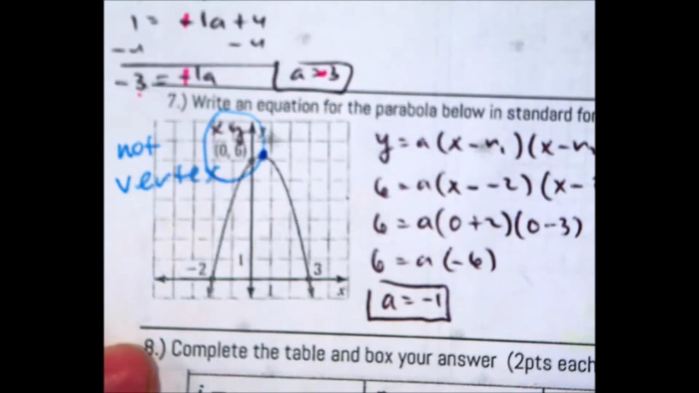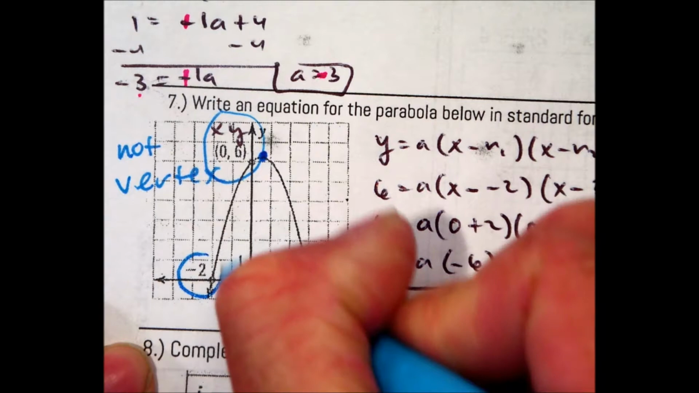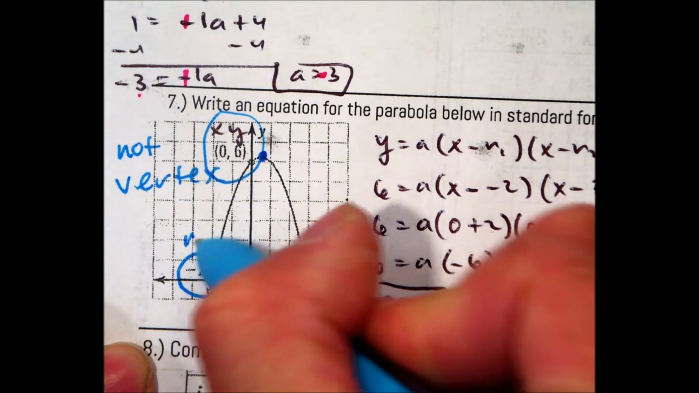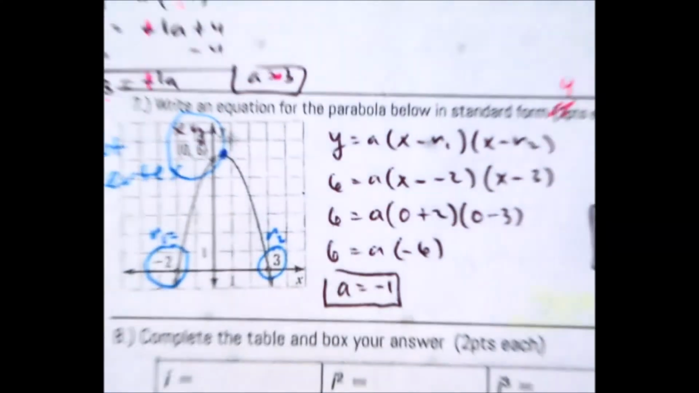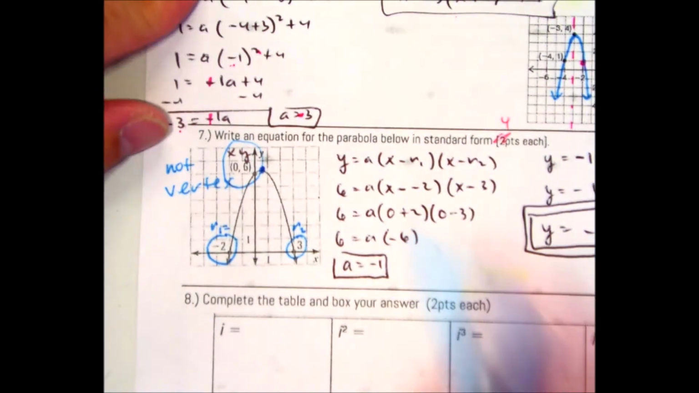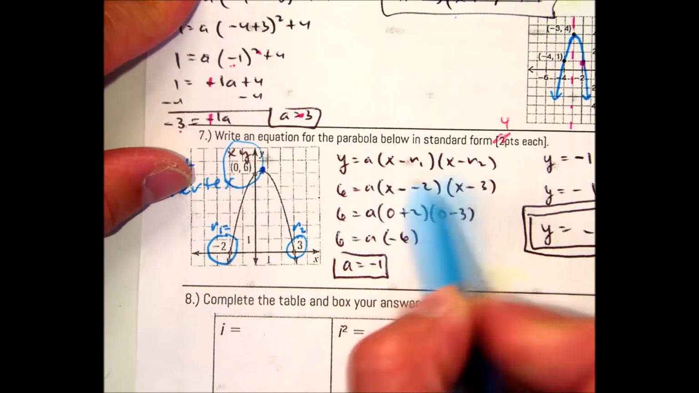Here's another clue of what you should be using. Pay attention to what they've given you. They've given you x-intercepts. R1 is equal to -2 and R2 is equal to 3, or p is equal to -2 and p is equal to 3. I just put that into my factored form.